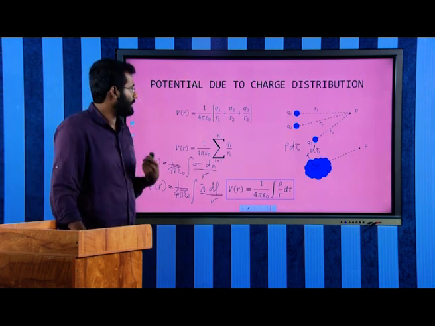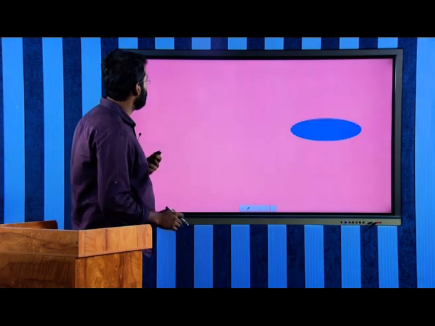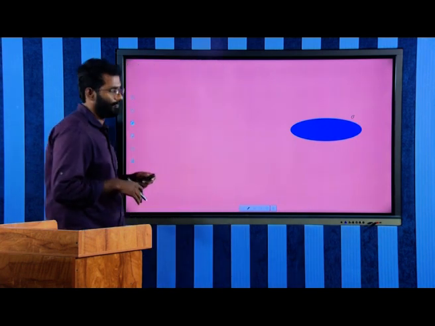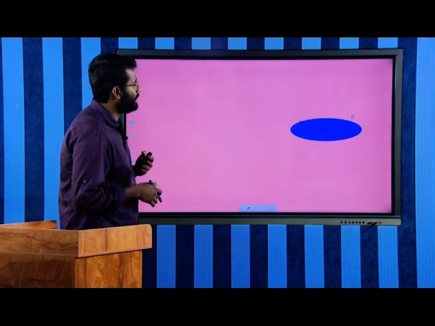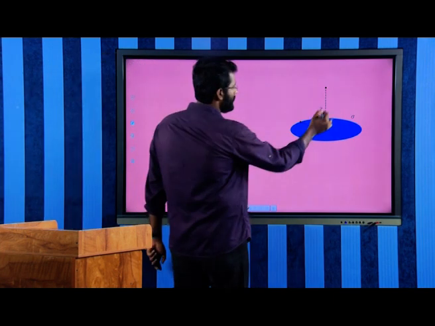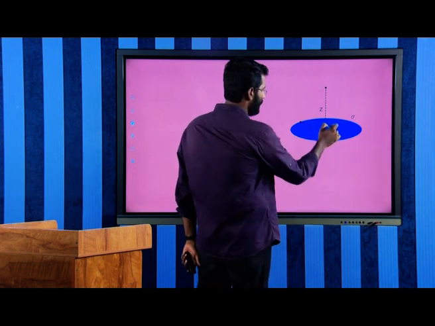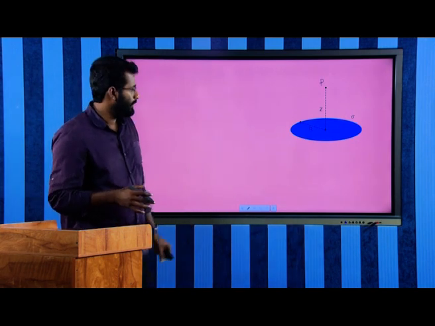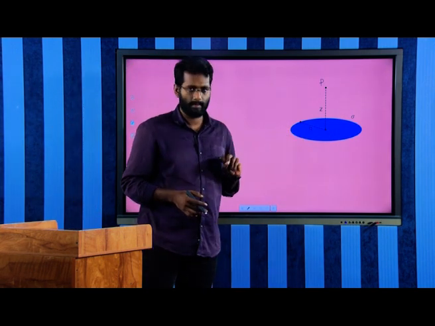So, let us do one example of that. We are going to find the potential due to a disk of charge which has a charge density sigma, and its radius is capital R. We want to find the potential at a distance z above its center. Symmetrically above its center there is a point, let this point be some p, and we want to calculate the field at the point p due to this surface charge distribution.